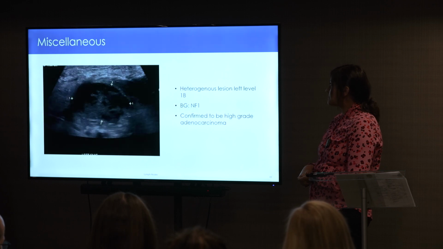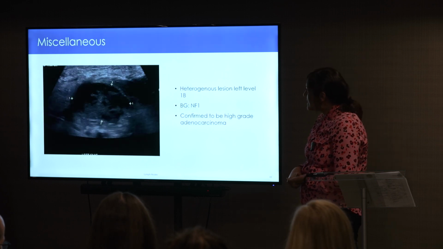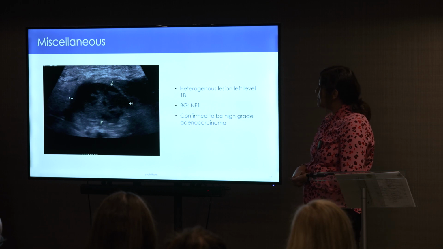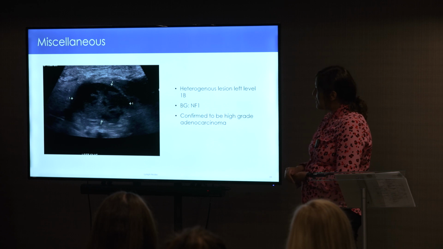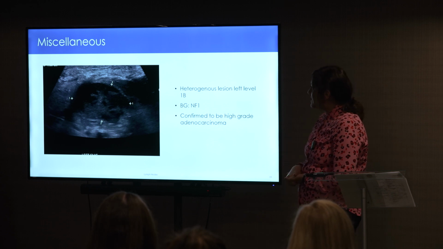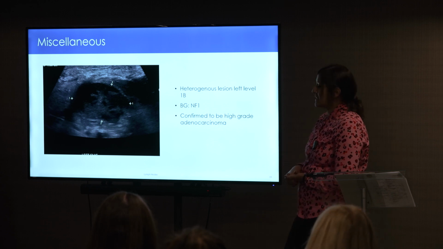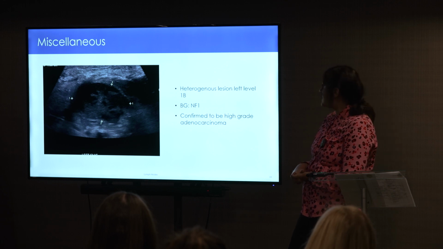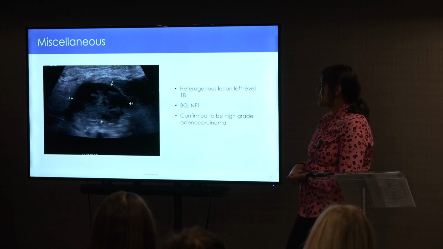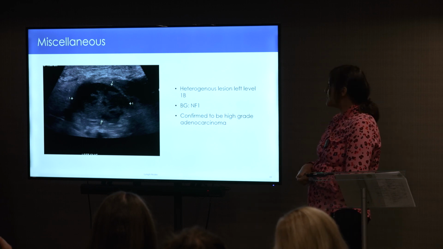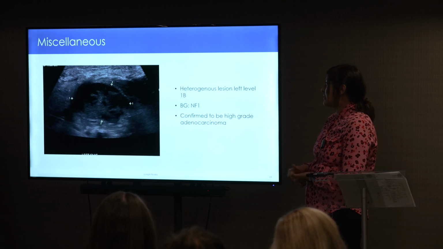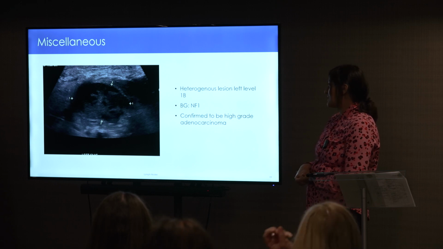Thank you. And then, this is a really interesting case as well. So I believe this patient had a background of NF1, and they've got this heterogeneous lesion at level 1B, which looked to be close to the submandibular gland. And this came back as an adenocarcinoma. So just to be aware, you know, anything could be anything really, all levels throughout the neck. So not everything is a lymph node, essentially.